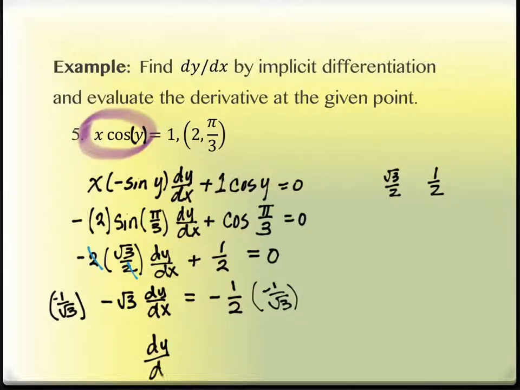So I have dy dx. It is positive. I end up with 1 over 2 square root 3. But you do remember from trig that you can't leave it like that, right? We don't leave radicals, a radical that for sure is irrational, in a denominator. So we'll rationalize. So we end up with square root 3 over 6.